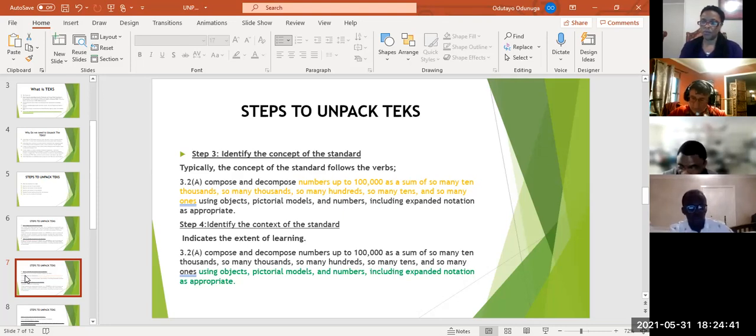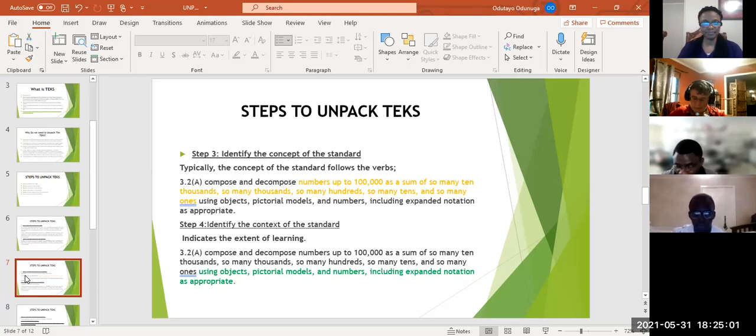So essentially, in math, they need to know that 10 is 10, and then 100 is 10 times 10. 1,000 is 10 times 10 times 10, that is 10 cubed. So they need to know the relationship.